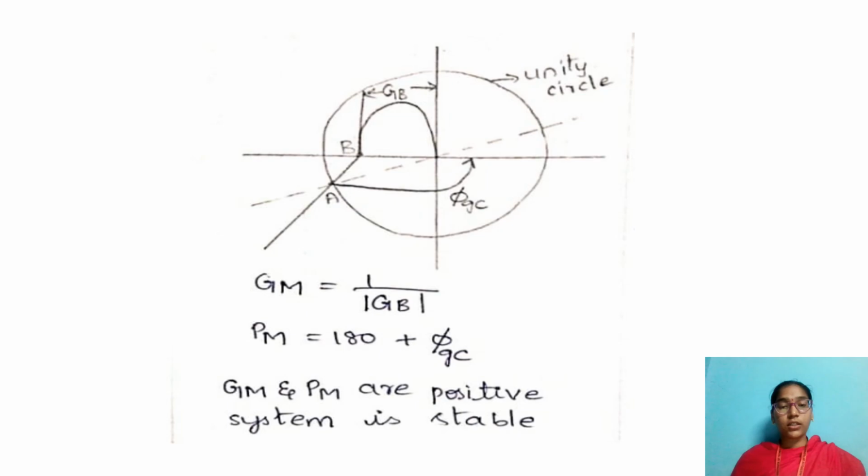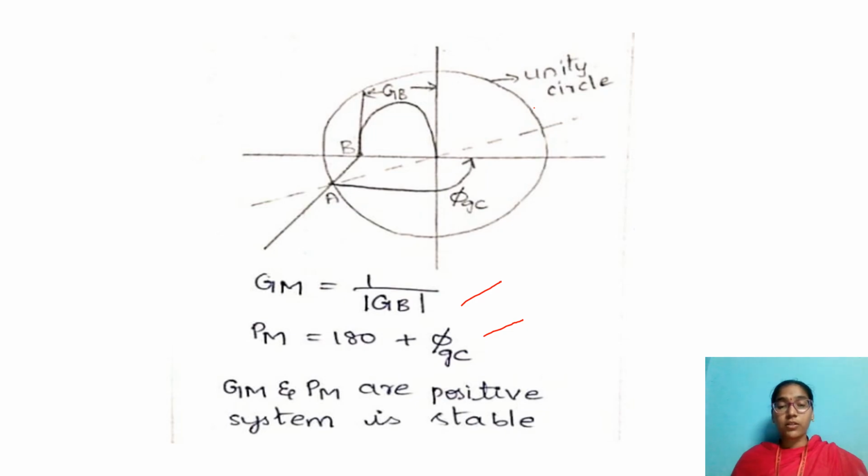How do we plot a polar plot? This is a unity circle. First we have to plot the points. The formulas are GM equals 1 by mod GB, and PM equals 180 plus phi GC. If we substitute the phi GC and GB values in GM equals 1 by mod GB and PM equals 180 plus phi GC, we get the gain margin and phase margin.